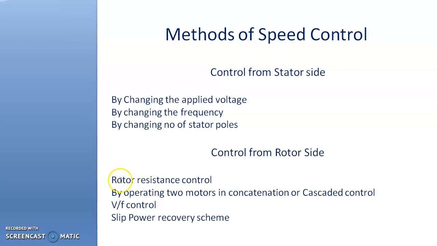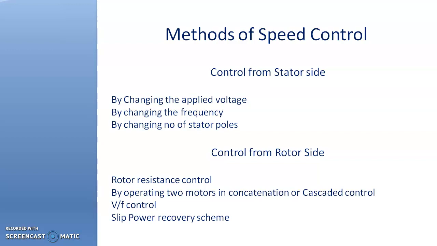But we are going to discuss now rotor resistance control, operating two motors in concatenation or cascaded control, V/F control, and slip power recovery scheme. So these are the methods of speed control applied to the induction motor from stator side and from the rotor side. So we are going to take one by one.